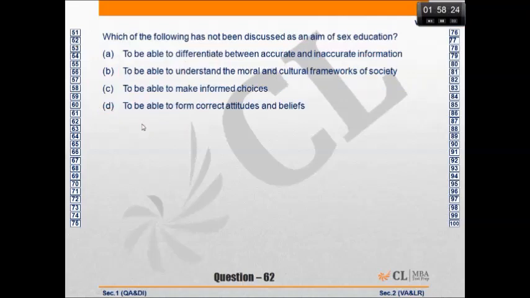Okay. 62. Which of the following has not been discussed as the aim of sex education? To be able to differentiate between accurate and inaccurate information, I think it has been. To be able to understand the moral and cultural framework of the society as a function of sex education? No, I don't think so. But let me look at the others. To be able to make an informed choice, yes, that talks about with respect to the marriage. To be able to correct formed attitudes and beliefs, that is right. I'll go with choice B. To be able to understand moral and cultural framework, this has not been discussed at all.